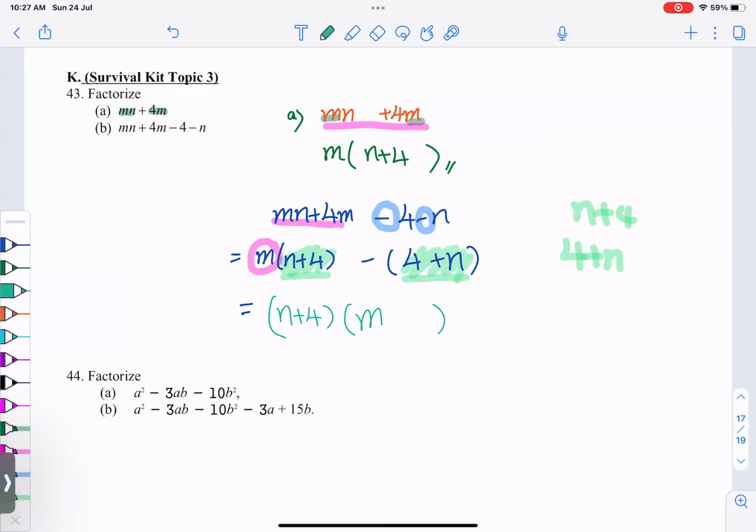How about the other side? We have a negative. What else is here? Something's hidden. Yes, 1. So see the brackets. Is there anything common here? Nope. So this is done. How about anything common here? Nope. So this is also done. In other words, the whole thing is done. So that's the first question of the factorization in your survival kit topic 3.